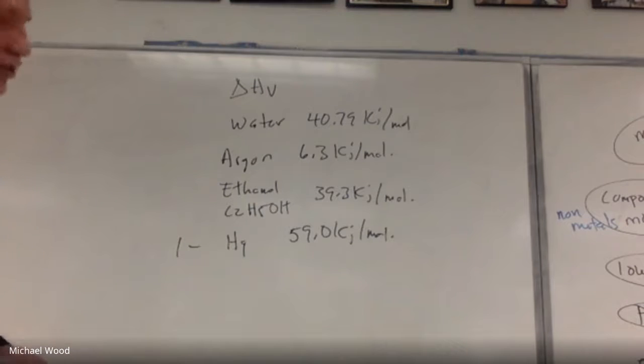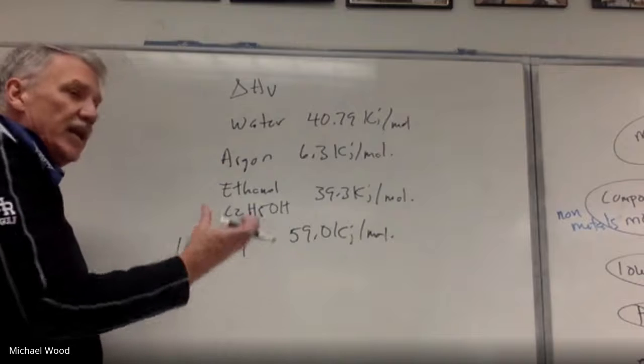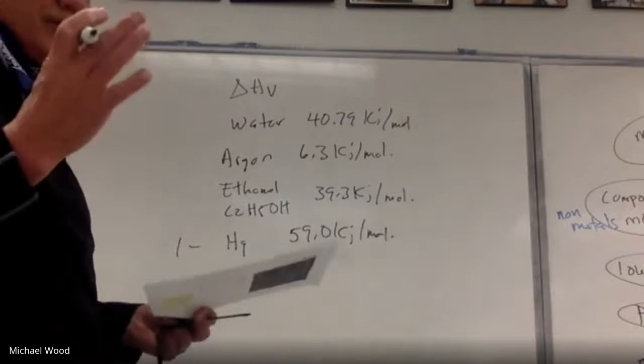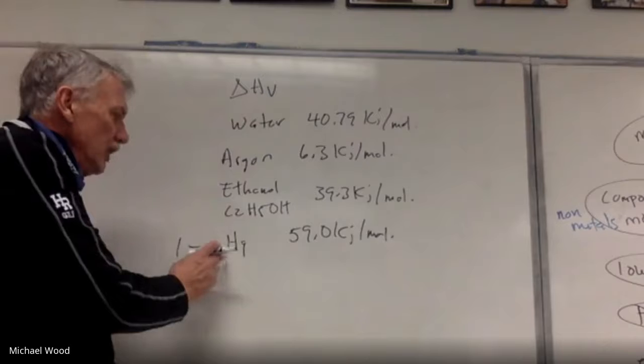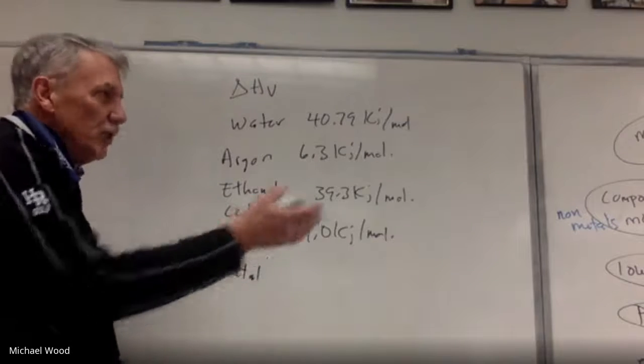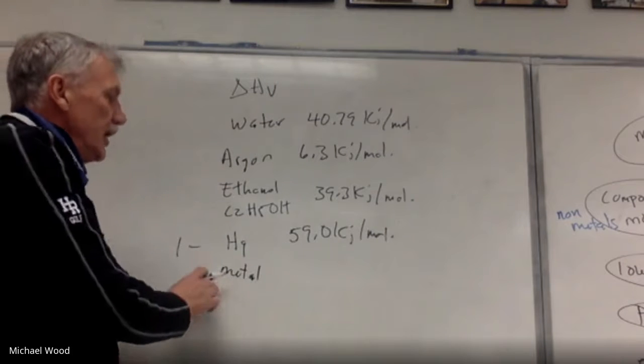Well, the explanation is that mercury is a metal, and it has very strong cohesive forces. Now that one might be a little bit harder to do, but you could identify this as a metal. And that means, just like I went over earlier in class, it has a sea of electrons. It's held together pretty tight.